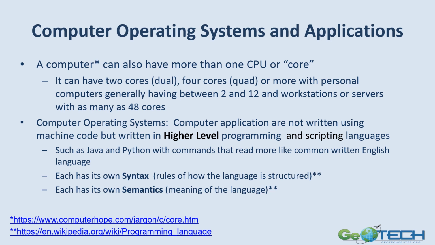Computer operating systems are not usually written with the machine code, but use higher level programming and scripting languages. And 2 that we hear a lot in geospatial technology are Java and Python. And while it looks more like common English, both of these computer languages have their own syntax, and that is the rules of how the language is structured, and their own semantics, and that is the meaning of the language, the words that are used in that structure.